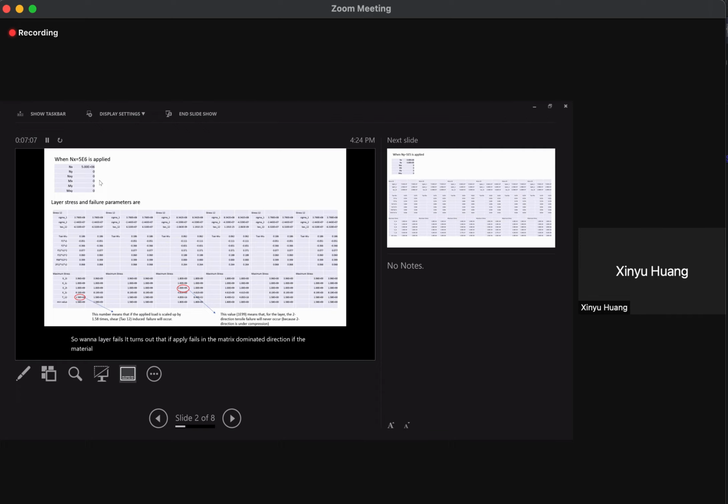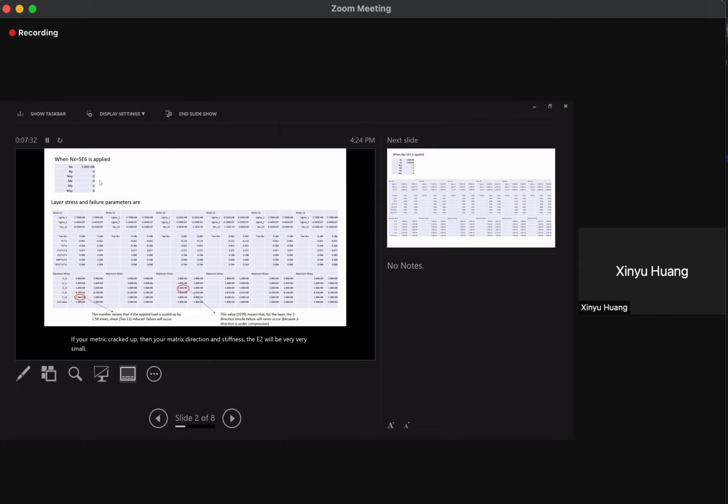So one layer fails. It turns out that if a ply fails in the matrix dominated direction, the matrix is cracked, it doesn't lose much stress in the fiber direction. You become a loose bundle, but when you pull in the fiber direction, the fiber remains strong. It can still carry load. And what happens, the internal stress will redistribute. If your matrix cracked up, then your matrix direction stiffness, the E2, will be very, very small.